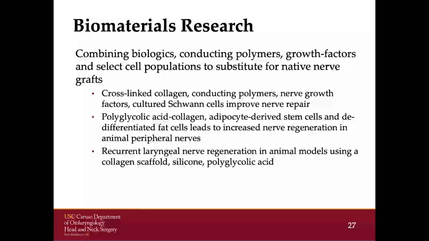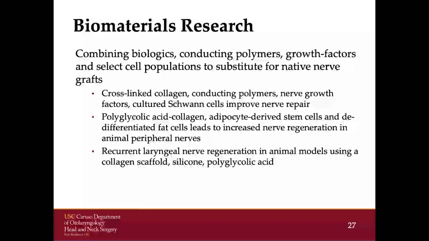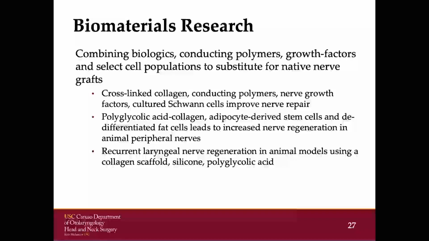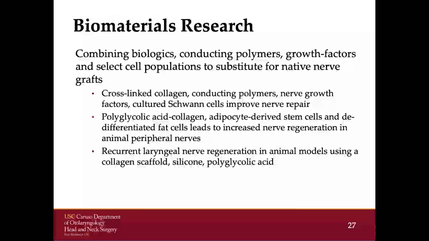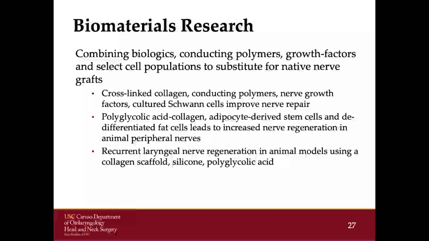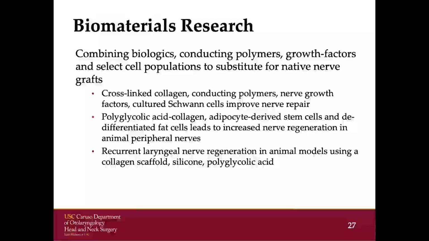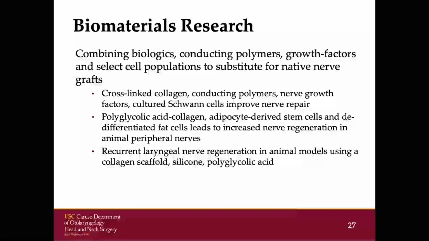In others, I saw the use of adipocyte-derived stem cells and fat cells that were able to increase nerve regeneration in animal peripheral nerves. In one study, they described recurrent laryngeal nerve regeneration in animal models using a combination of collagen scaffolding, silicone particles, and polyglycolic acid. So we can potentially see this as an adjunct to the surgical interventions that we have now, in the same way that we use nerve wraps for our nerve anastomoses.